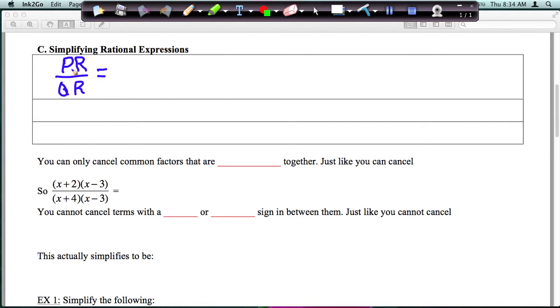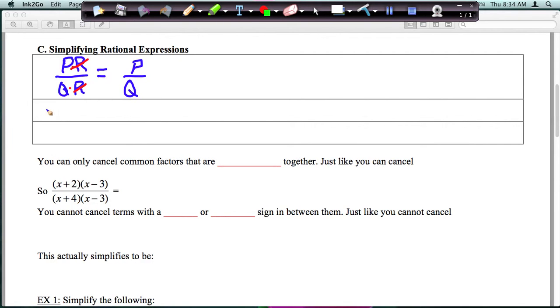And notice the operation in between these terms is multiplication. There's no addition or subtraction in between these two terms. When that's multiplication, I can cancel this R with this R, and I'm just left with P over Q as my answer.